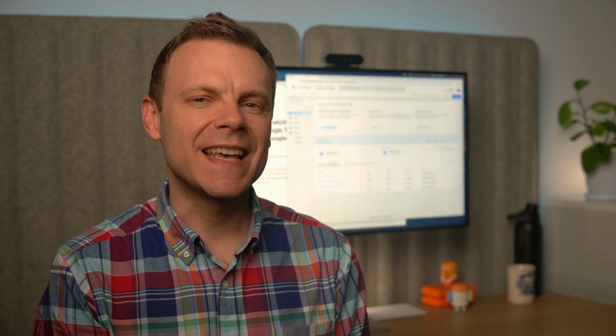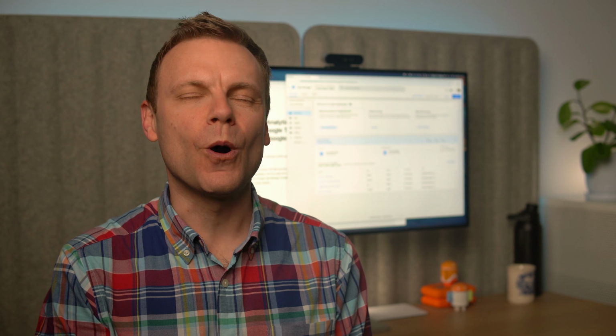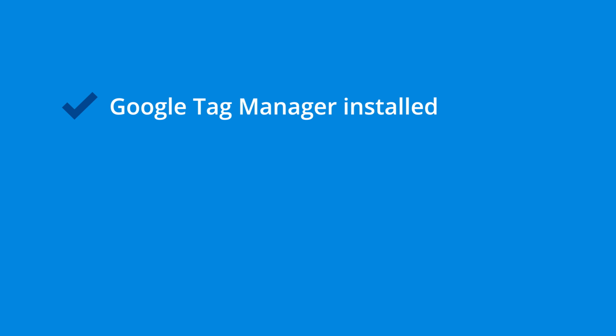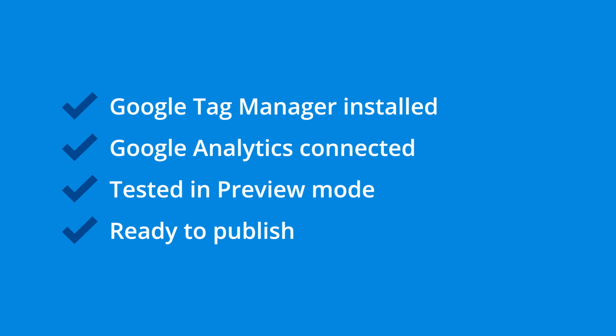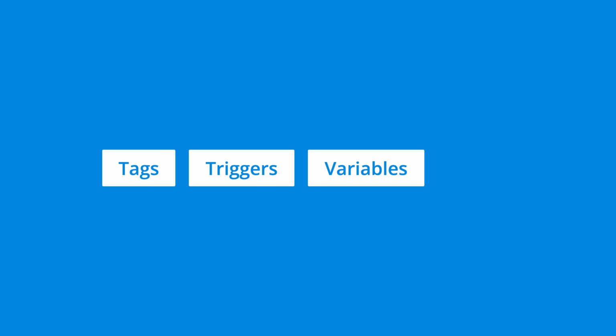Before we jump into the setup, let me quickly show you what we're working towards. By the end of this tutorial, we'll have Google Tag Manager installed on our website, Google Analytics collecting data through Tag Manager, and we'll have tested everything using preview mode before publishing our changes. Along the way, you'll also learn how tags, triggers, and variables work together, so you'll understand not just what to do, but why you're doing it.